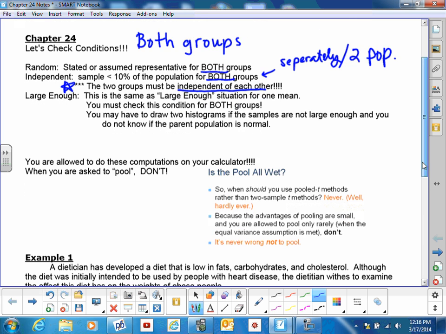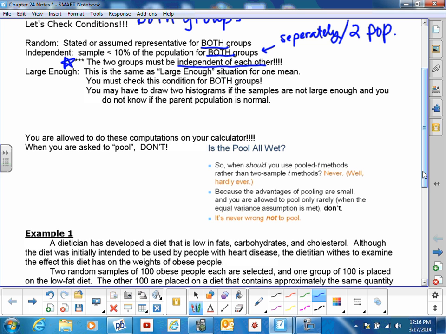Okay, now, large enough is the same as we have been doing, same as we did in chapter 23. The key is you have to do this for both groups. So in order to be large enough, they both have to have a sample size greater than or equal to 30. If they are not greater than or equal to 30, then what could help you out there and get you past that problem? They tell you that the parent population is normal.